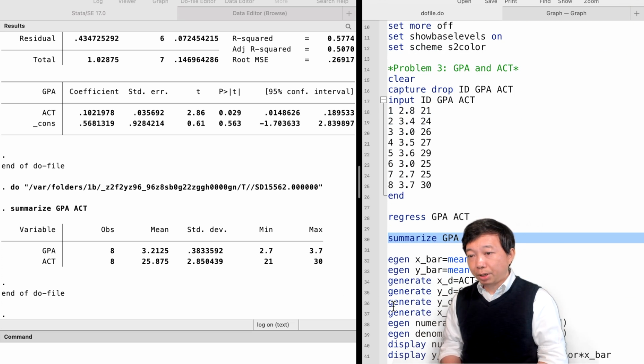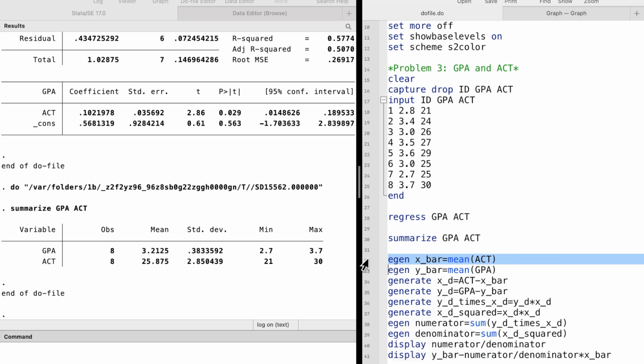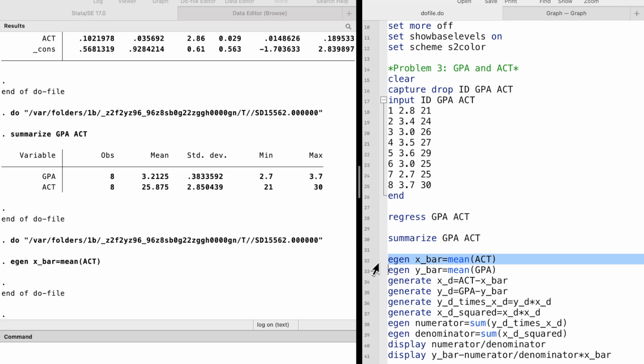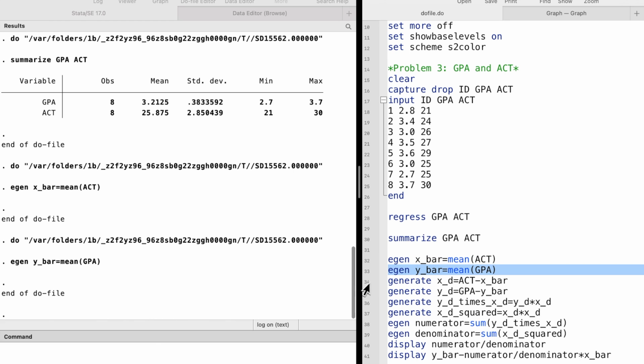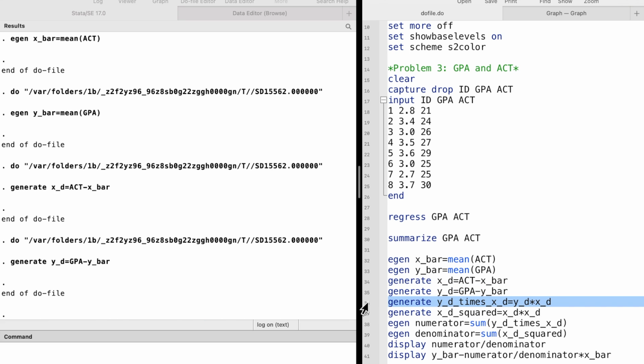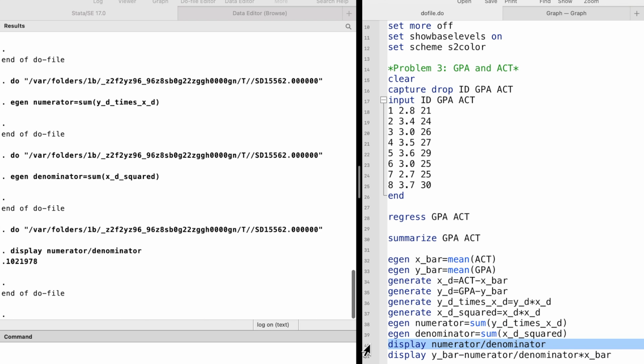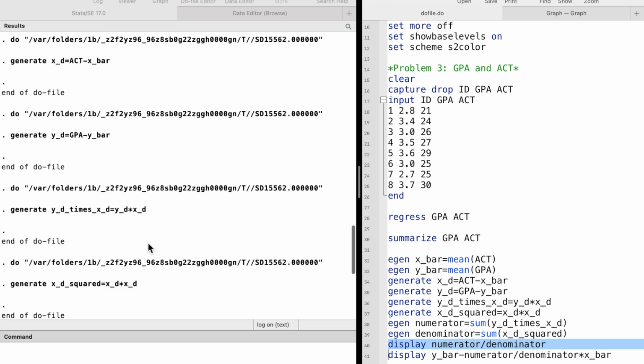We can also compute the slope and intercept estimates by hand using the OLS estimator we have learned. We generate the sample means of x and y. Then we calculate the distance of each observation from the mean. The numerator is part of the sample covariance between x and y, and the denominator is part of the sample covariance of x. Using the formula of the slope estimate and the intercept estimate, we obtain the same results as when we use the regress command.